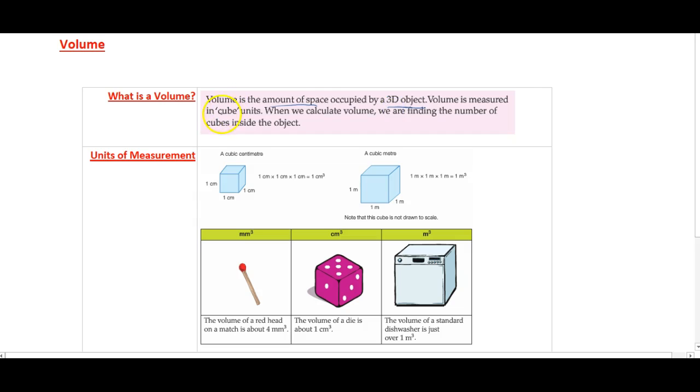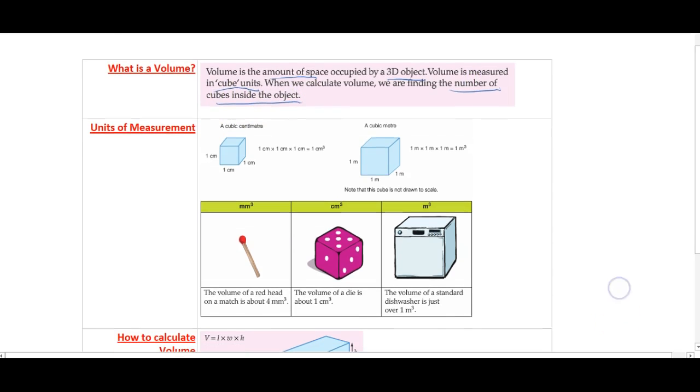Volume is measured in cube units, and we'll get to that a little bit later. When we calculate volume, we are finding the number of cubes inside the object. What does that look like in regards to the units of measurement? When we're doing area, we usually just focus on the flat surface. When we are involving volume of a 3D object, we're including another dimension. That's why it's three-dimensional.